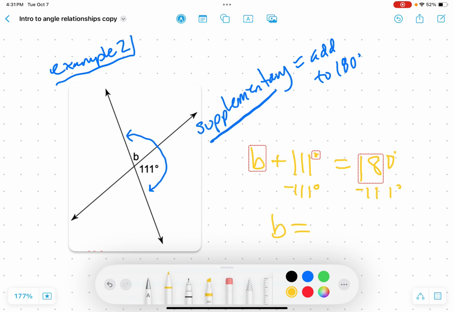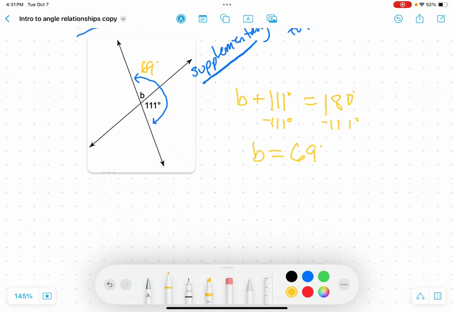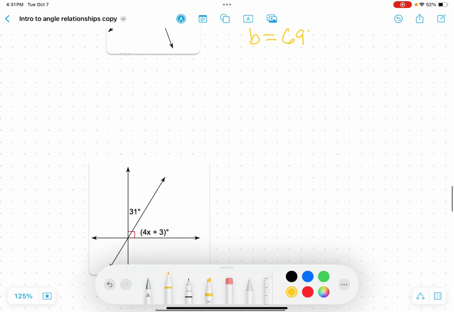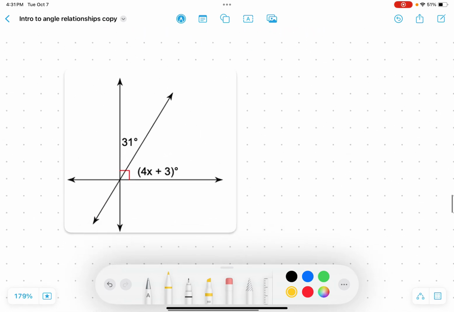And so B equals, let's see, 69 degrees. Yeah, I did that right. Okay, so we're going to get to harder examples that are going to combine a little bit of algebra. Let's look at this example right here.